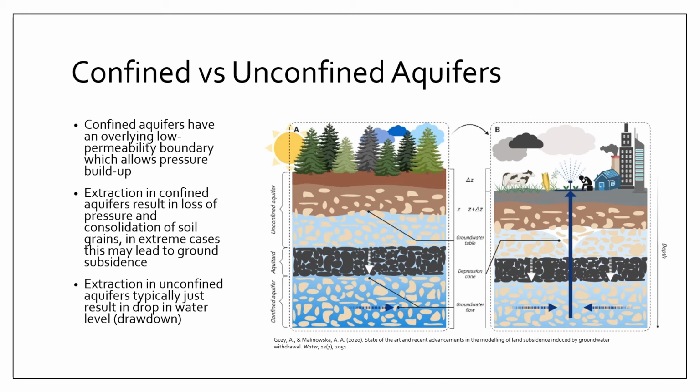for soft soil and compaction for granular soils. Okay, and it can be permanent. It could be a permanent effect for the confined aquifer.